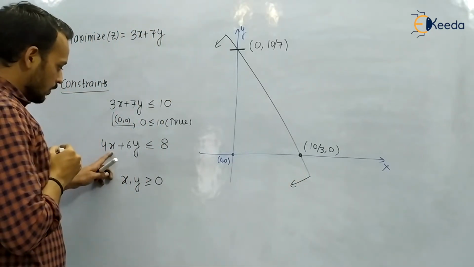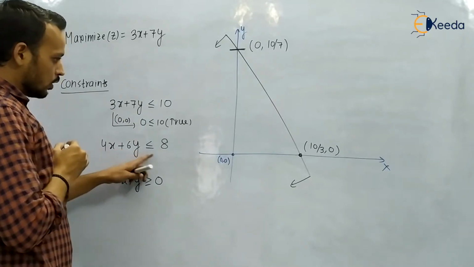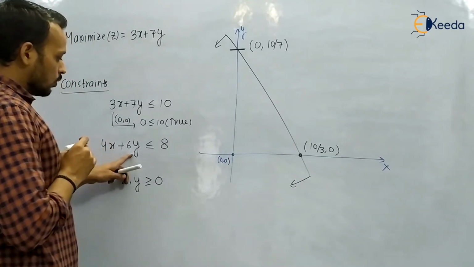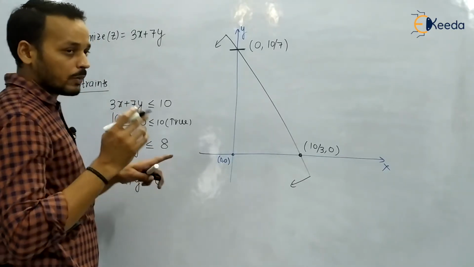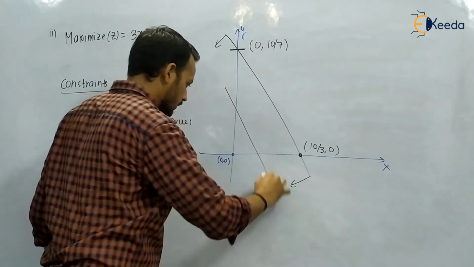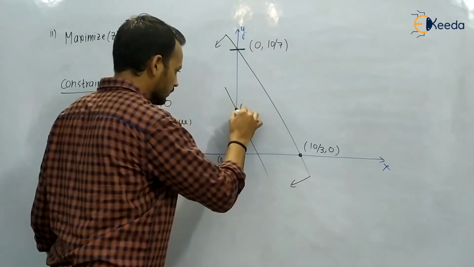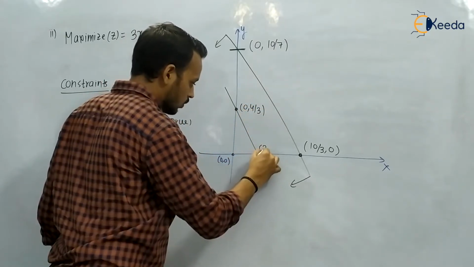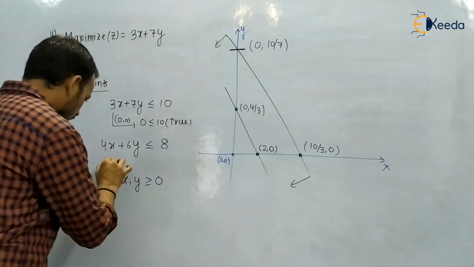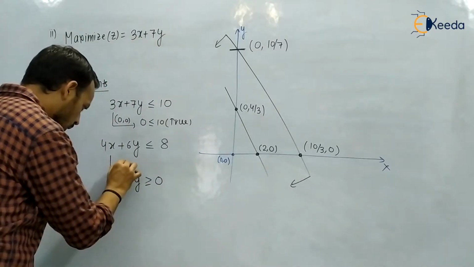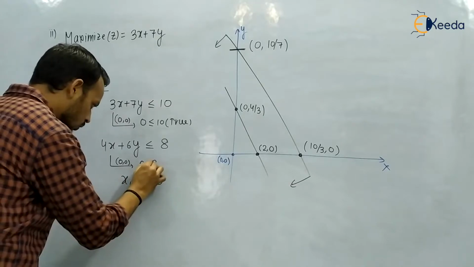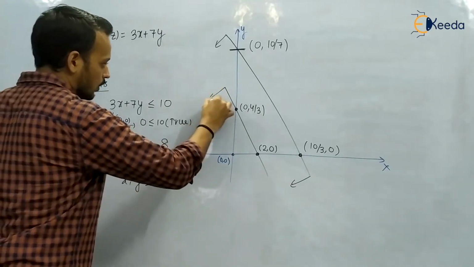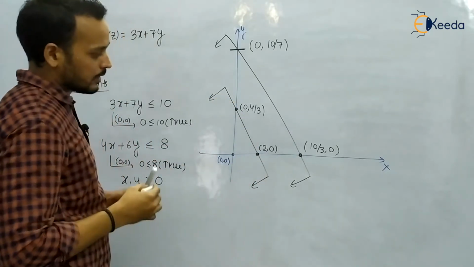Now the second constraint, when we put y as 0, then x we are going to get 2. And when x is 0, then y we are going to get 8 by 6, or you can say 4 by 3. So the constraint is like this: 0 comma 4 by 3, and this point will be 2 comma 0. Again you have to check the nature, so you have to put 0 comma 0. So 0 is less than or equal to 8, so the condition is again true. So the graph will be shaded towards the origin.